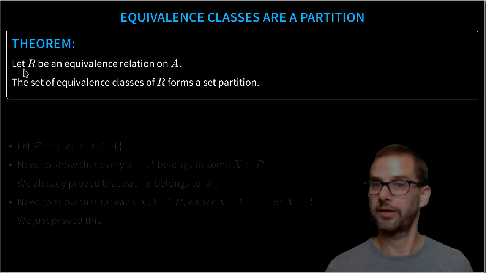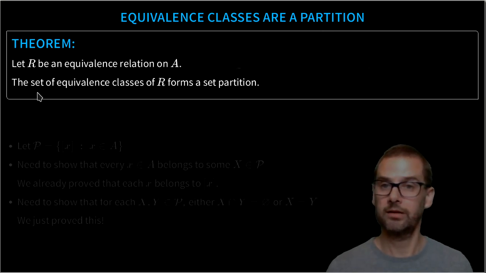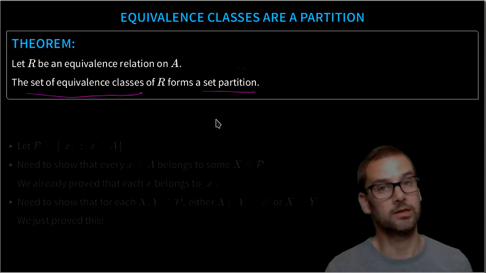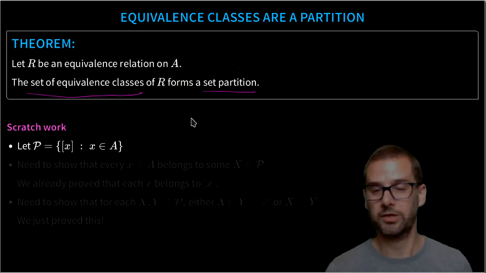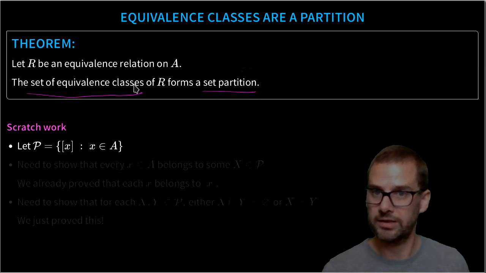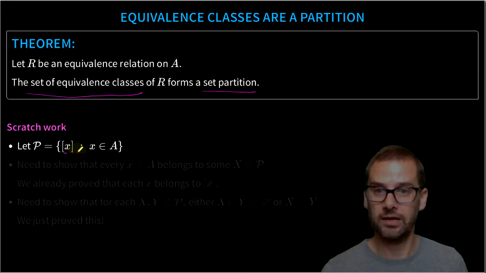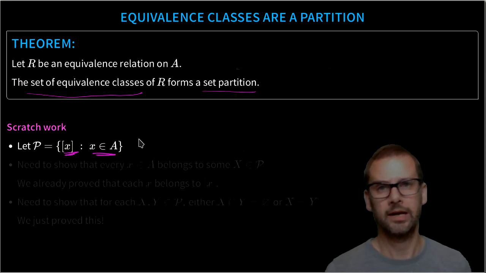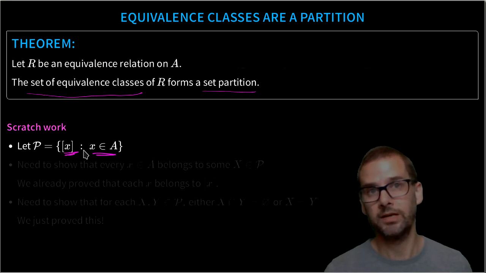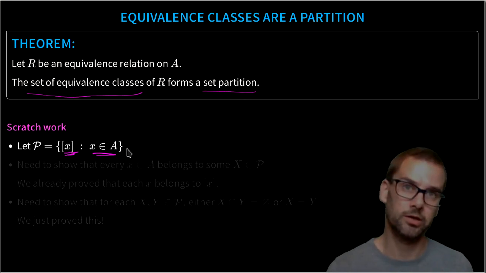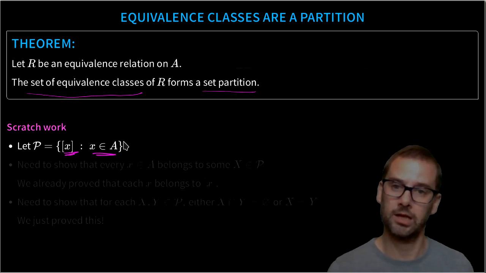So, here's our theorem. Let R be an equivalence relation on A. The set of equivalence classes forms a set partition. So we need to prove that. So scratch work. Our partition is going to be the set of all the equivalence classes in A. And of course, remember, many of these are redundant because lots of these things will be either identical or disjoint. That was what we proved about equivalence classes.